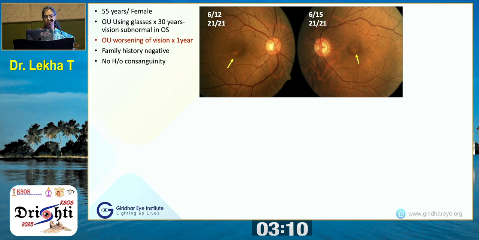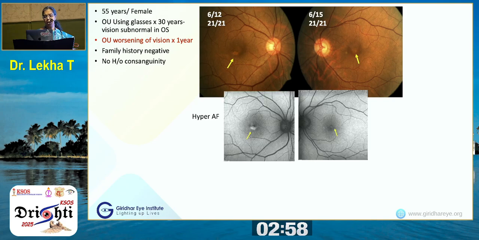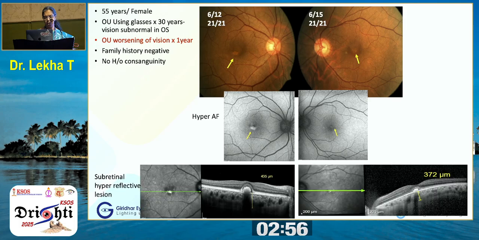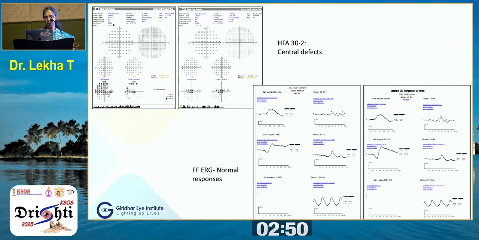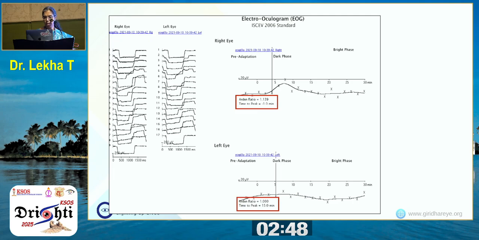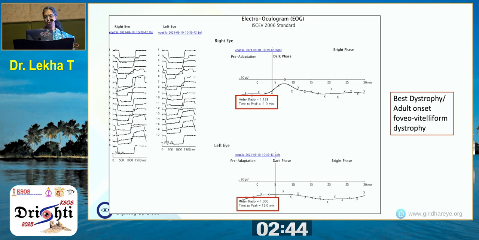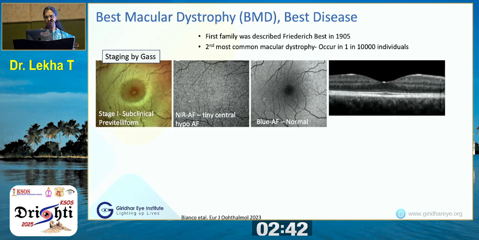This is a 55-year-old lady. She said she has had subnormal vision in one eye earlier, but with little worsening in the last 1 year. Vision was reasonably okay. Color vision was normal. We could see yellowish deposits in the foveal area in both eyes with hyperautofluorescence on FAF and hyperreflective subretinal material on OCT. Field showed a few central defects. Full field ERG was normal, but EOG showed a reduced Arden's ratio, suggestive of a variant of Best dystrophy, which is the adult onset foveomacular vitelliform dystrophy.